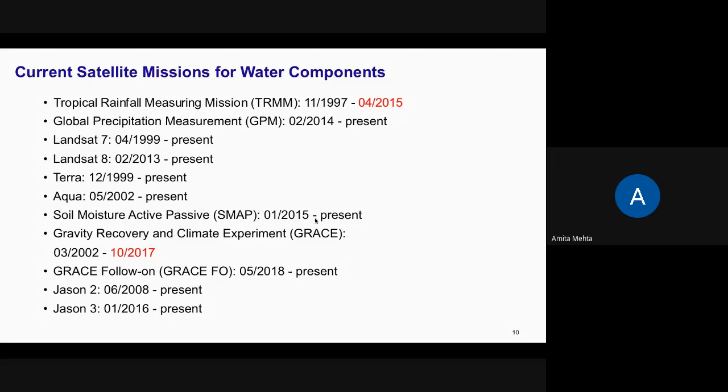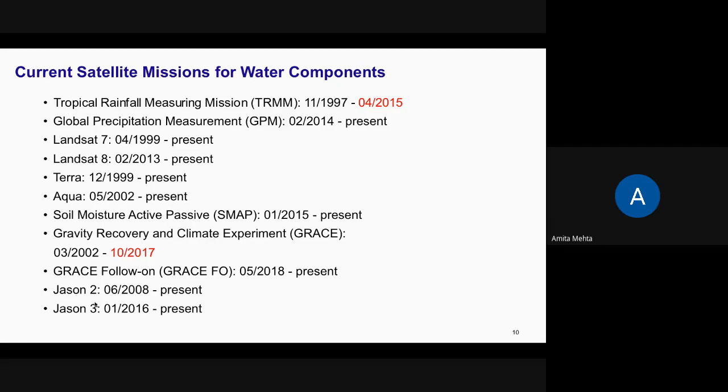SMAP, 2015 to present, and GRACE and GRACE Follow-On provide data from 2002 all the way to present. There is a little gap in between, but more or less continuous groundwater, or terrestrial water, data can be obtained from these two satellites. And then Jason 2 and Jason 3, but this altimeter record goes back to 1992.